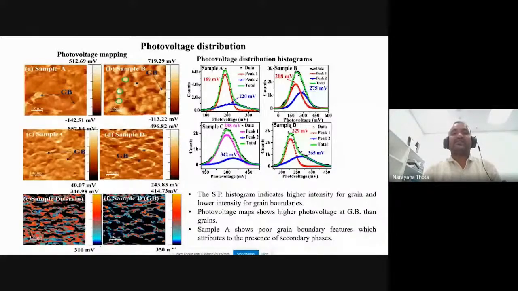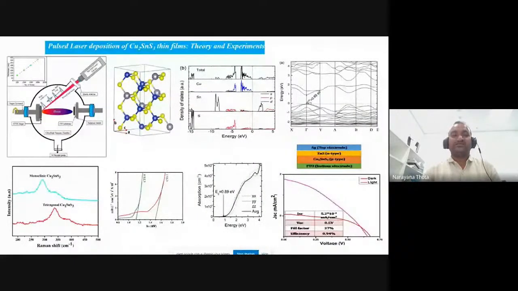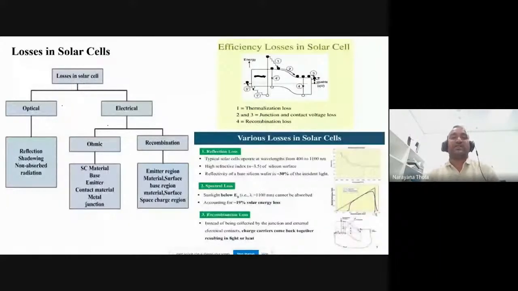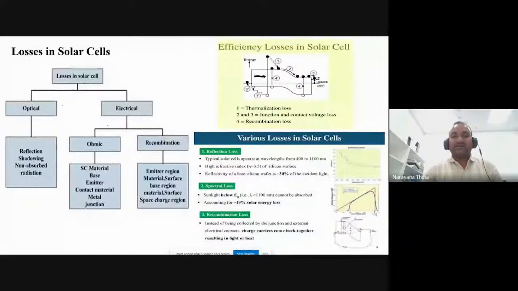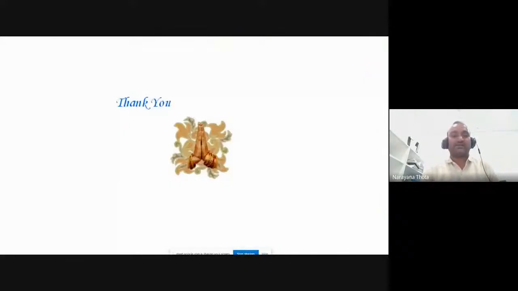So these are the other studies that we have done. There are different losses: optical losses, electrical losses, and resistive losses in the solar cells. So this is about the second generation solar cells, where we are focusing on the materials. Okay, thank you, my talk is over. If there are any questions, I'm happy to answer them.